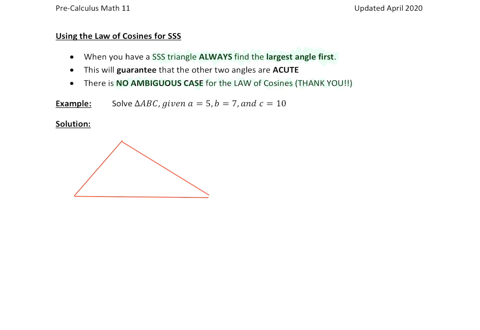Now, you can see that A is 5, so A is the smallest side. So I'm going to put a 5 there, and then B is 7, so there, and then C is 10, because that looks about 5, 7, 10, which means that my A is over here, my B is over here, and my C is up here. But what matters is I need to solve for my largest angle. So I'm solving in this case for C. So my equation, C squared, is A squared plus B squared minus 2AB cos C.